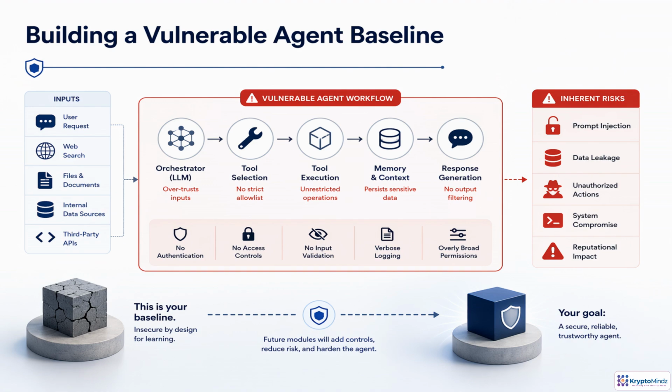We'll start with a deliberately unsafe agent. Too trusting, too connected, and missing basic guardrails. That gives us a clear baseline. As we harden it, you'll learn how to spot risks, document them, and turn weaknesses into security controls.